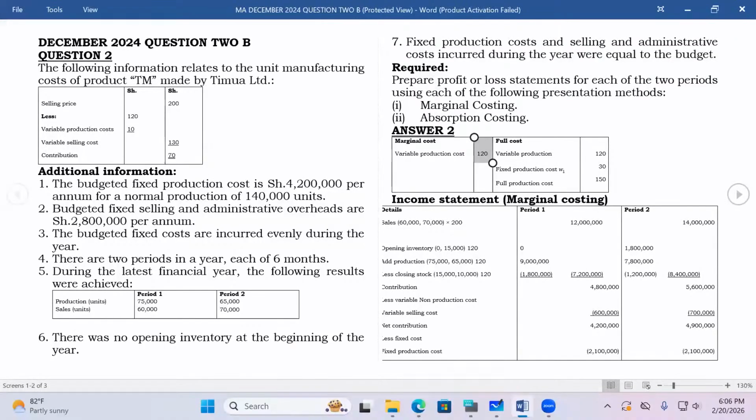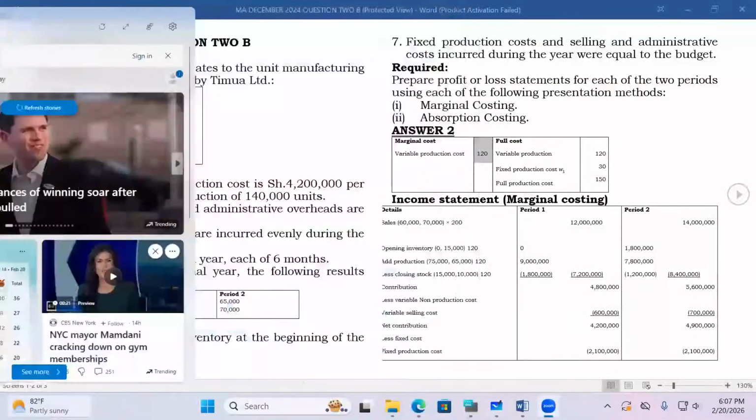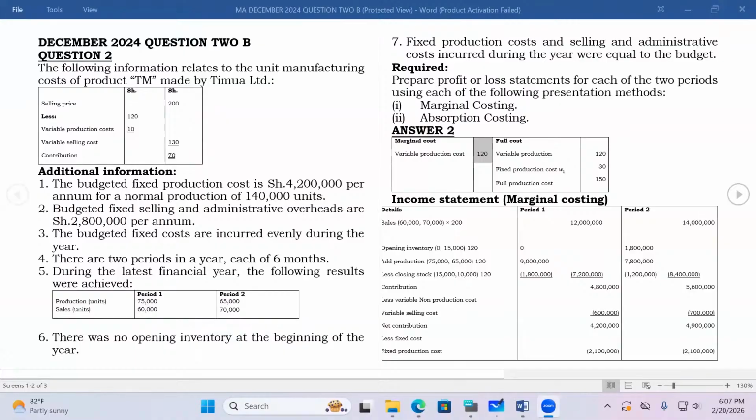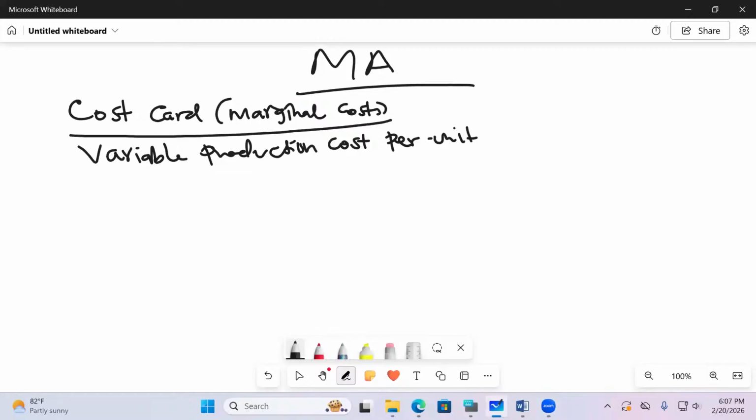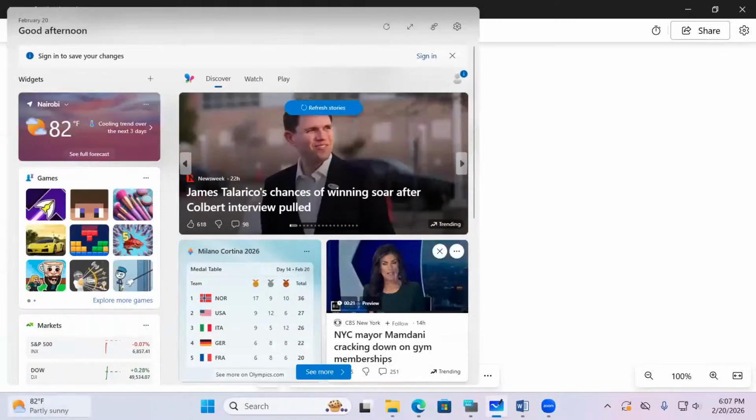They have given us the variable production cost. There is a misalignment here from your past papers. What are you able to see as the variable production cost? It is 120, isn't it? It's 120. So the variable production cost here is 120.